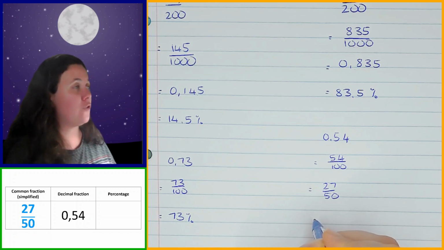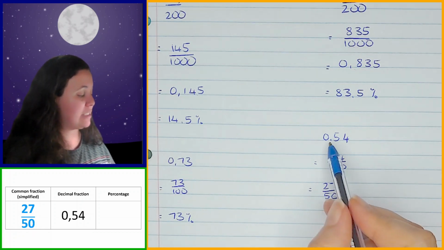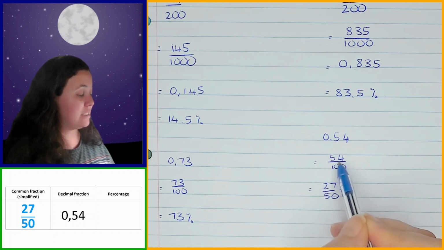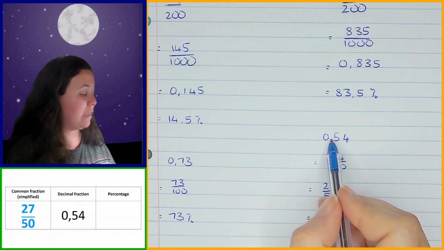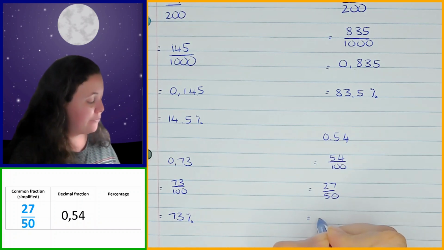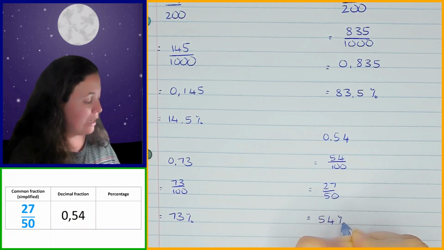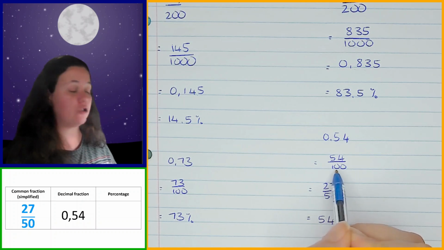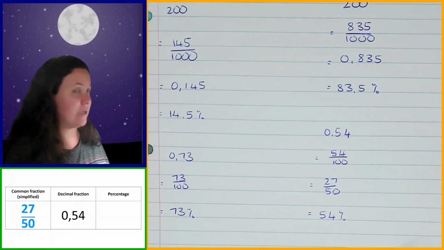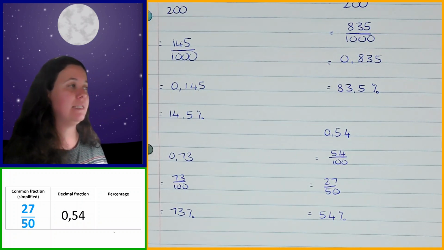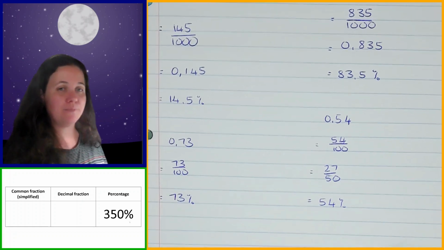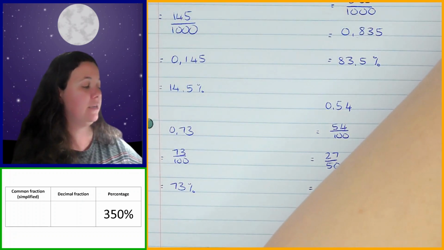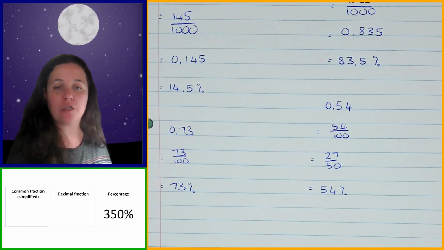And then converting that to a percentage, I can take this or that and write it as a percentage by multiplying by 100. That gives me 54%. Or I can look at it over here where it is over 100 and say it's 54%. Okay, so for that one you should have got 54% for your percentage. Okay, and then the last one we had 350%. Okay, so for this last one, let me just move this over here for you quickly.